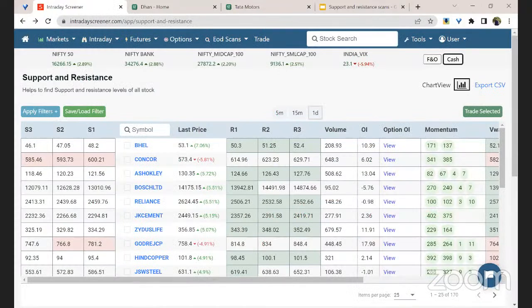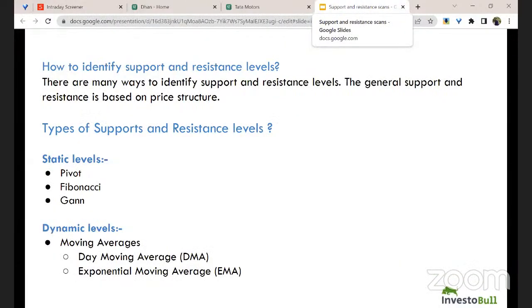Now, how do we track these stocks which are moving at important support or resistance levels, and how do we trade these stocks effectively, right? That is the next part. But before that, I will cover what the important support and resistance levels are that you can use in trading.